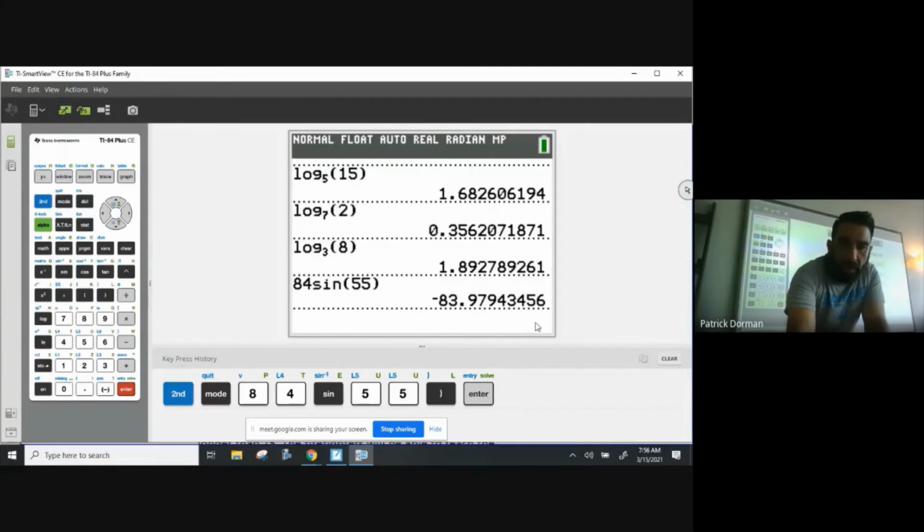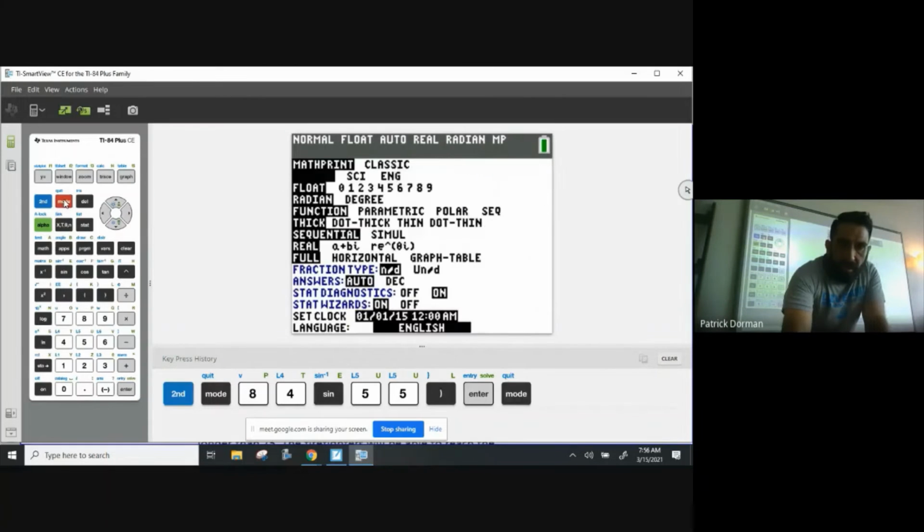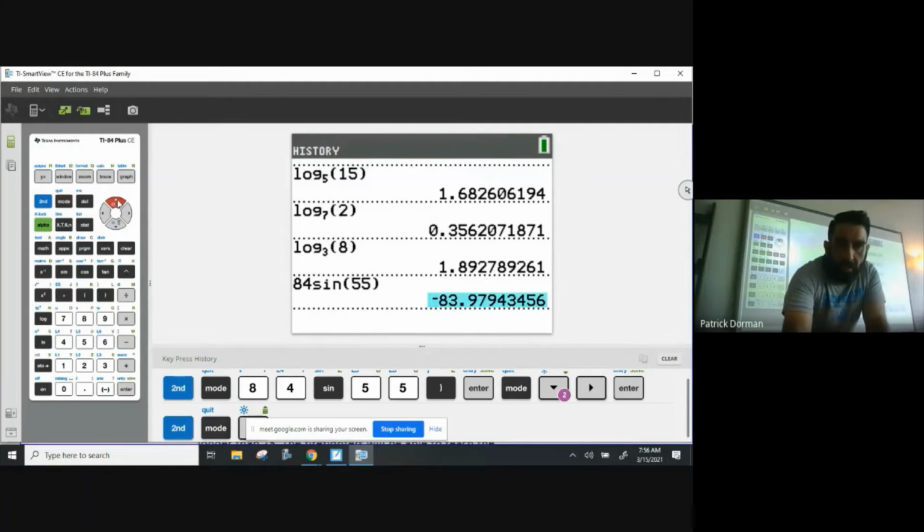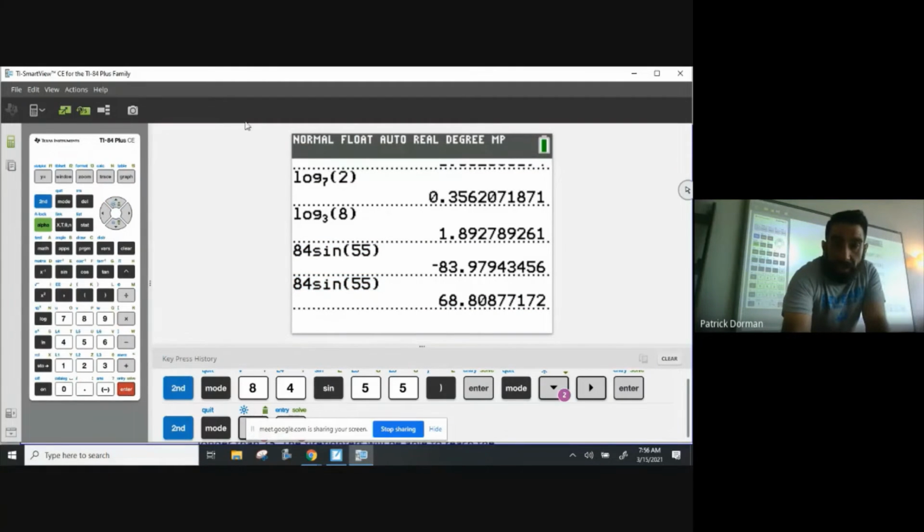If you wound up getting the same thing, then what we need to do is go into our mode section on our calculator, and we need to switch it to degrees. It's in radians right now. We need to switch it to degrees. Now that we are in degrees, if I hit second, quit, and go back and enter the same thing, I will get the correct answer, okay?